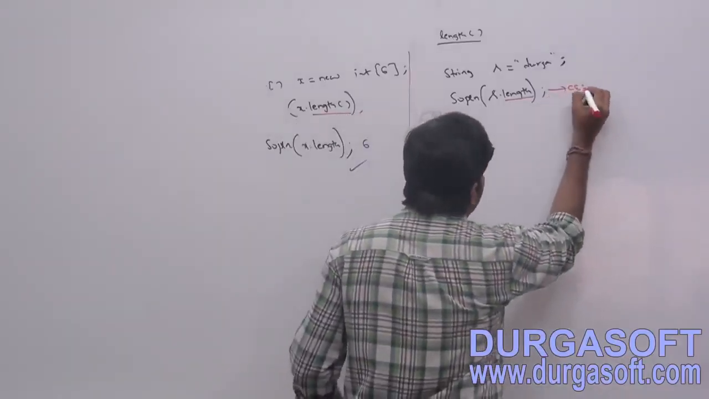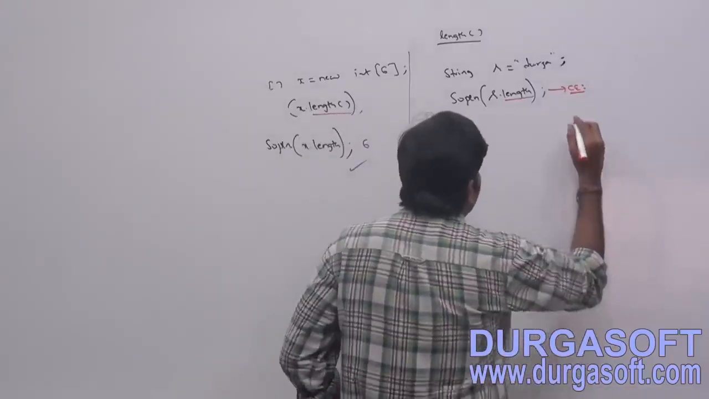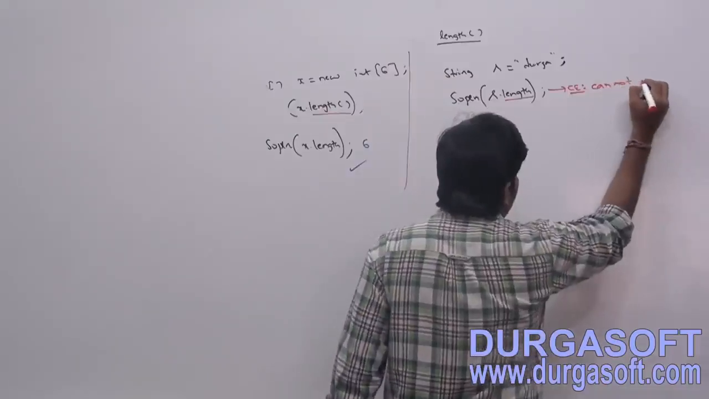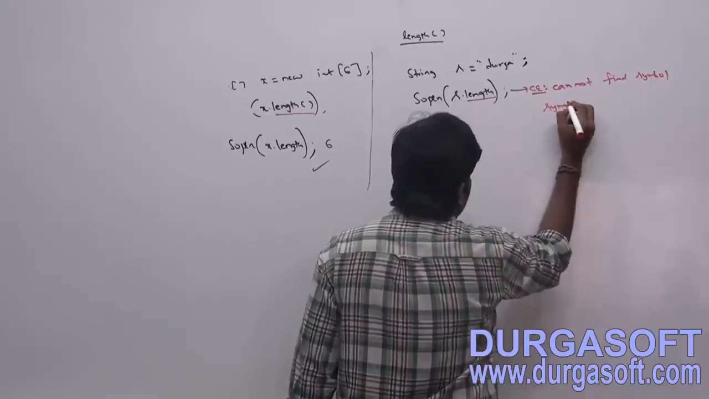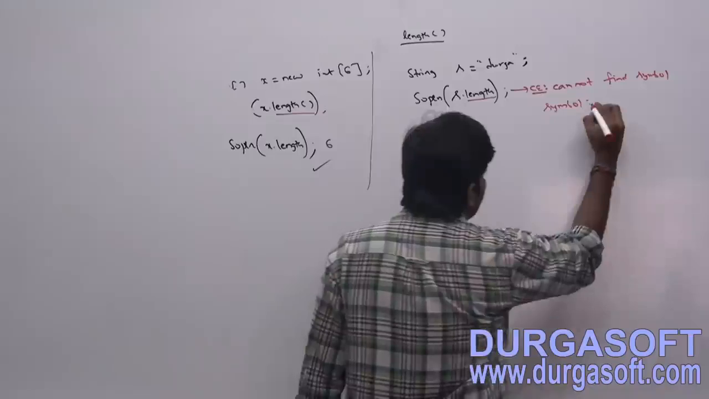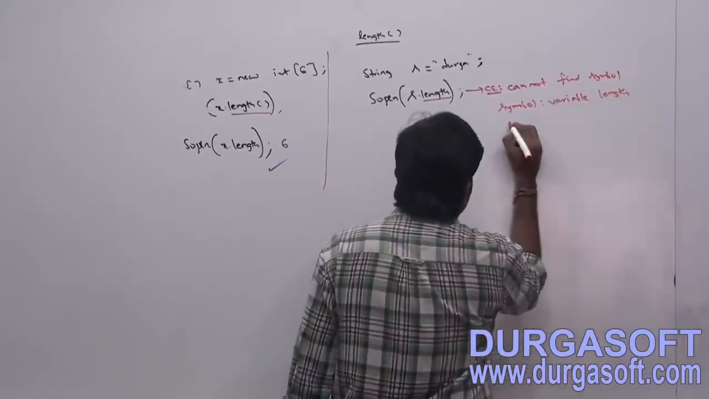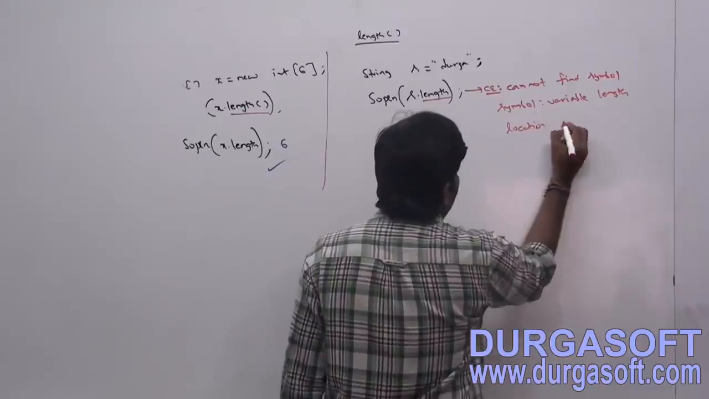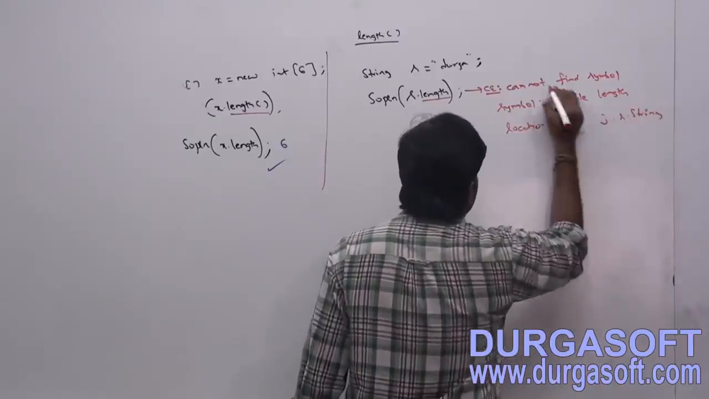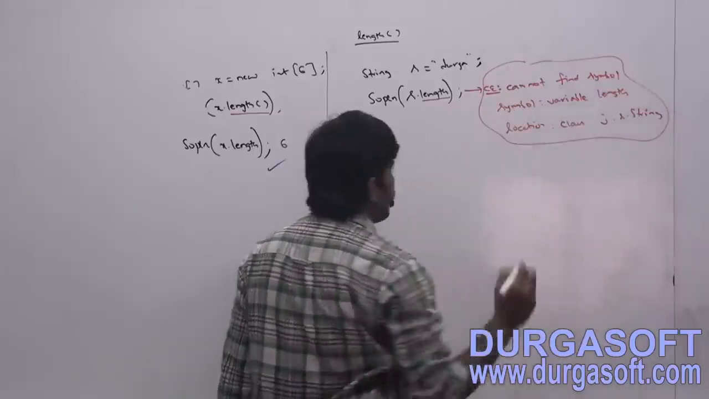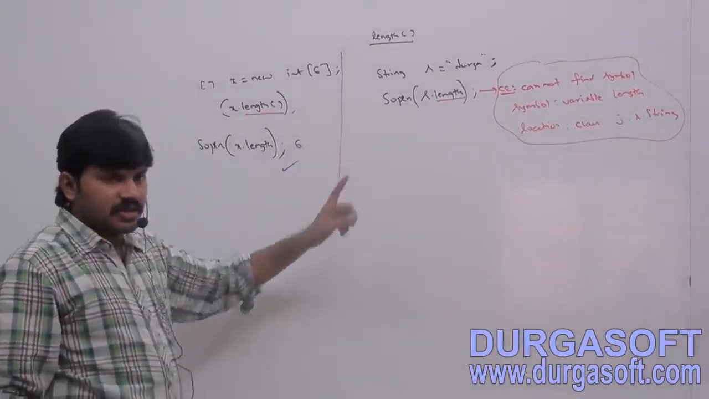Do you know what compile time error we are going to get? The compile time error says cannot find symbol. Which symbol? Variable length. In which location? Class java.lang.String. Are you getting it? Cannot find symbol, which symbol is variable length, location class java.lang.String. Is it clear, right?